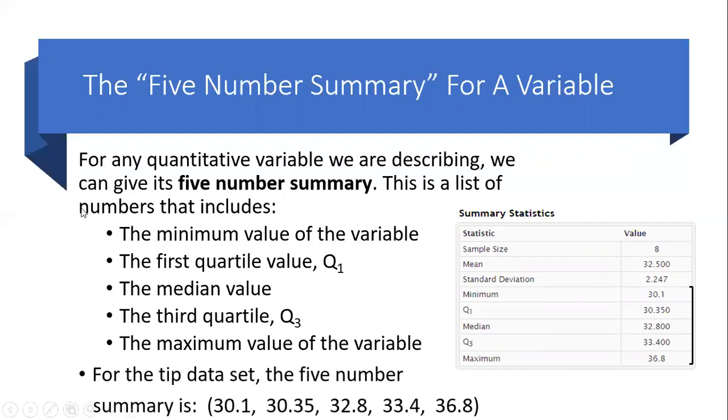In this particular case, we would say that the 5-number summary for the tip data set consists of the numbers 30.1, the minimum, 30.35, the first quartile, 32.8, the median, 33.4, the third quartile, and 36.8, the maximum. The 5-number summary. We want to remember that the 5-number summary consists of the minimum, the 3 quartiles, and the maximum of the data set.